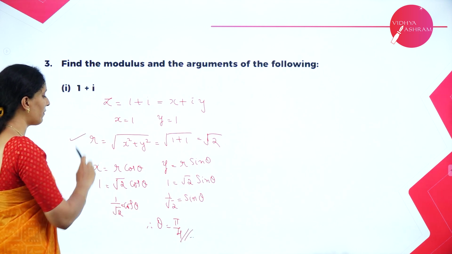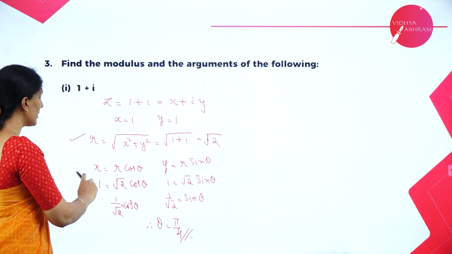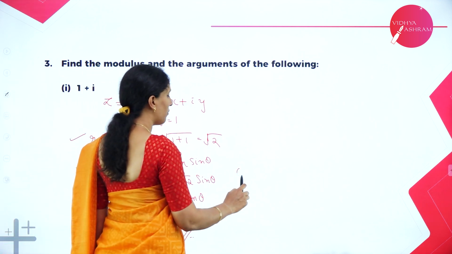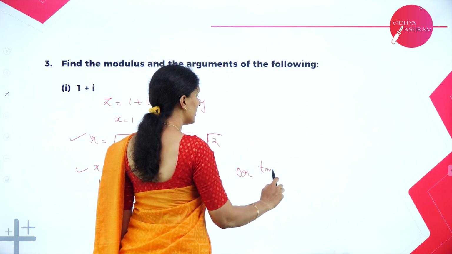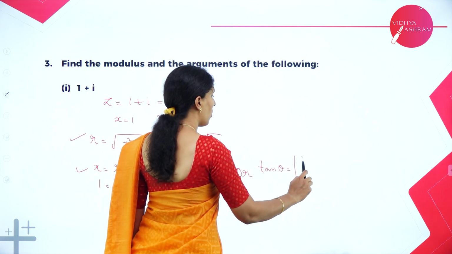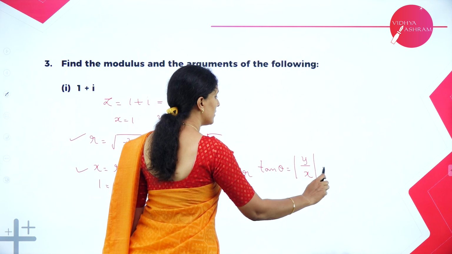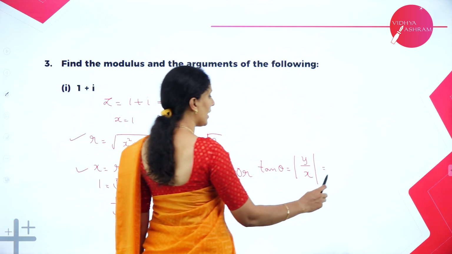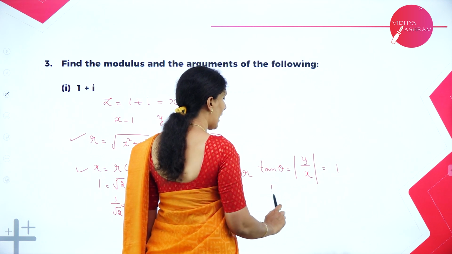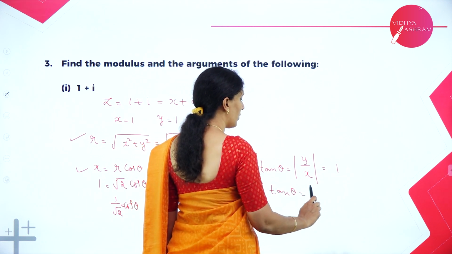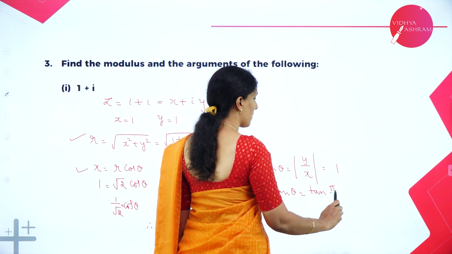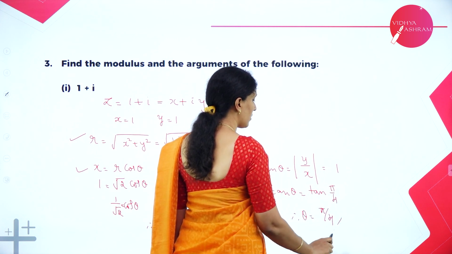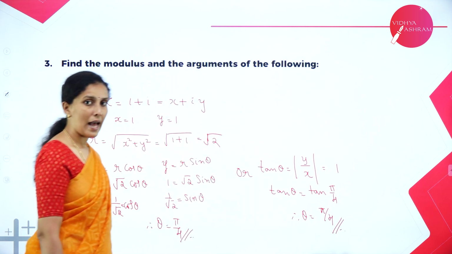So, this is one way of finding the angle. We also have the formula, that is tan theta is modulus of y by x here. So, the value of y is 1, x is 1, so we get 1. So tan theta is equal to tan pi by 4. Therefore, theta is equal to pi by 4. So this is another way of finding the angle.